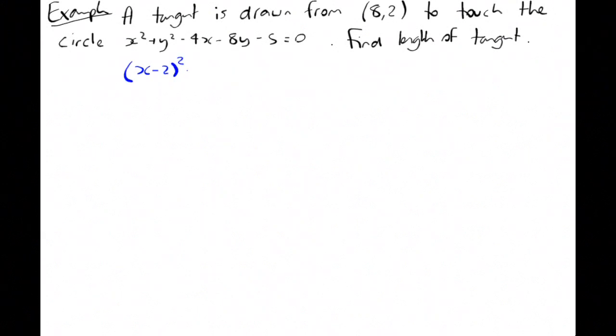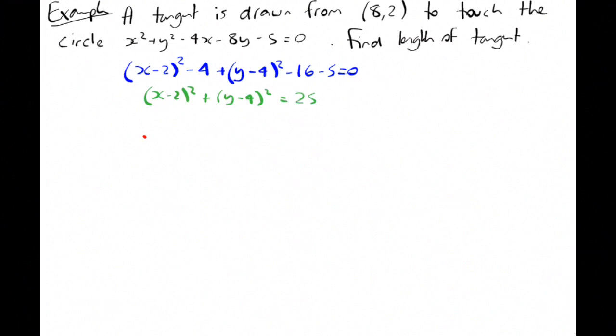What we need to do, standard thing, is work out the circle into its standard form. (x minus 2) all squared minus 4 plus (y minus 4) all squared minus 16 minus 5 is 0. Tidy that up. (x minus 2) all squared plus (y minus 4) all squared is 25. That tells us that the circle has a centre (2, 4) and a radius 5. Quick sketch of this. Circle centre (2, 4), tangent drawn from the point (8, 2), so we'll put that point in as well. There are 2 tangents to this circle, but they're exactly the same length, so it doesn't really matter which one we work with.